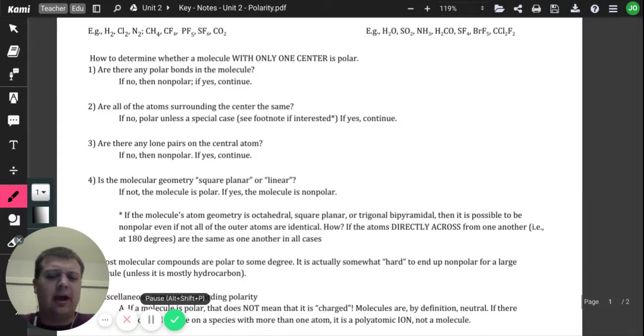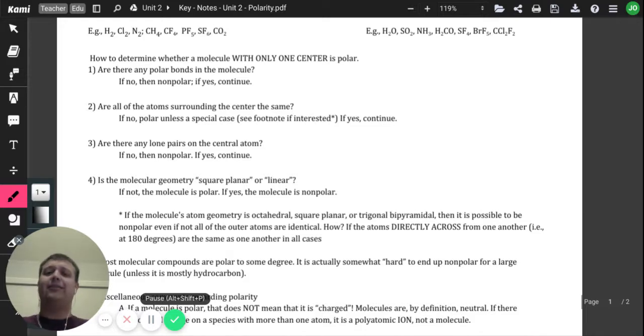Yes, it's got a polar bond. Okay. The next question is, are all the atoms surrounding the center atom the same? If it's yes, then the molecule is nonpolar. Now, why would it be nonpolar?